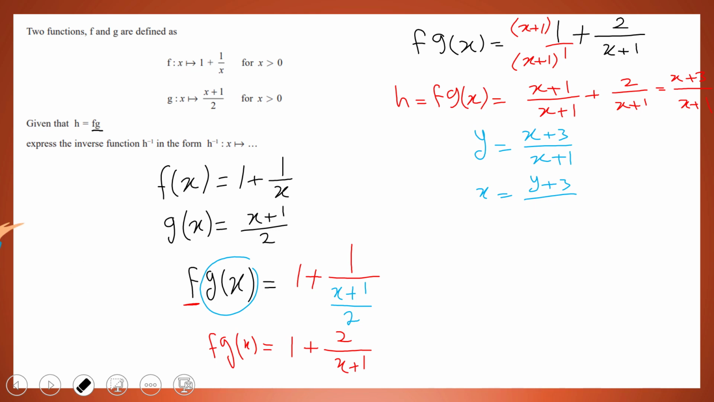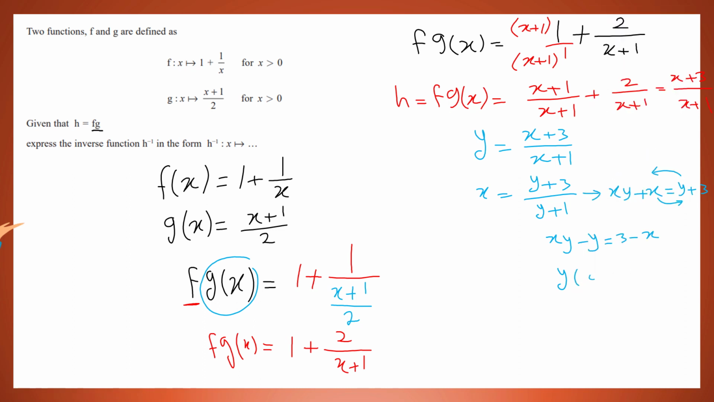Then you will try to make y the subject again. So here, y plus 1. If I want to make y the subject again, I'm going to do cross multiplication. So it will be xy plus x equals y plus 3. And then you will keep y's on one side. So you're going to swap the y and the x. It's going to be xy minus y equals 3 minus x. Then take y as a common factor.